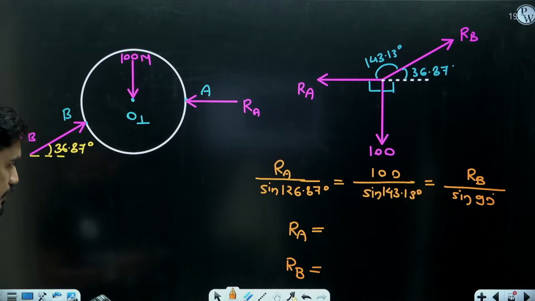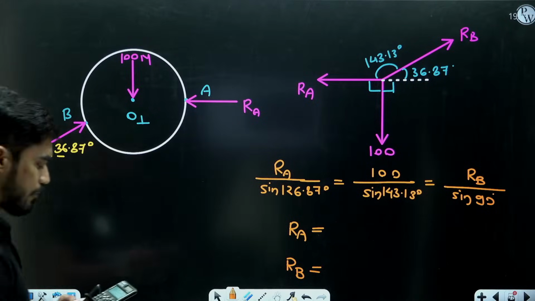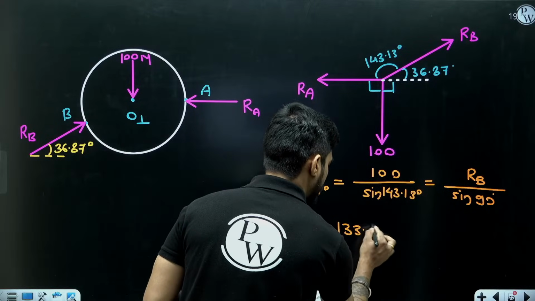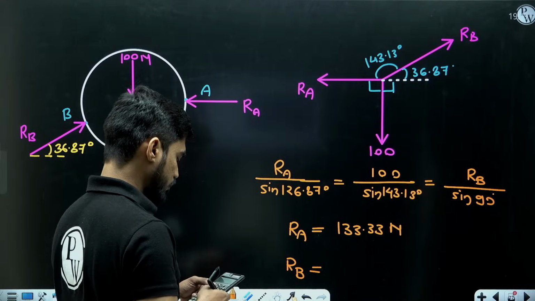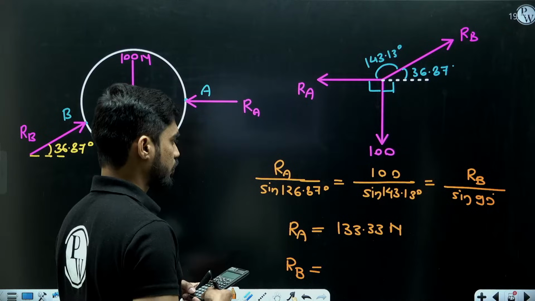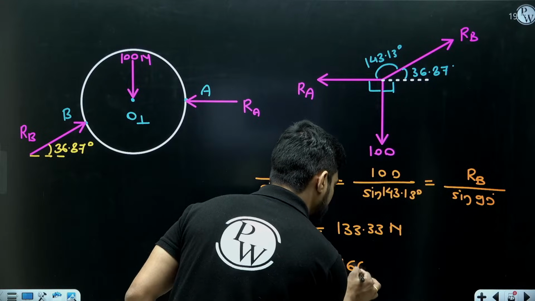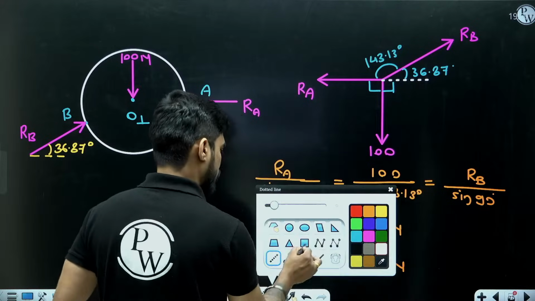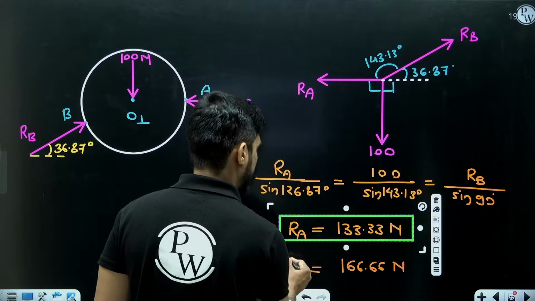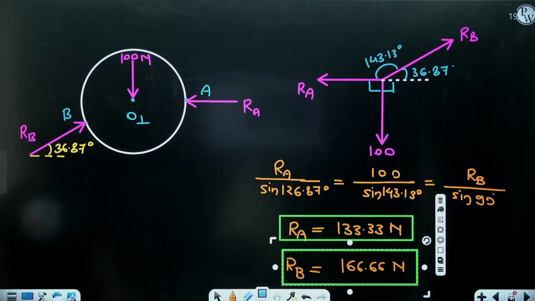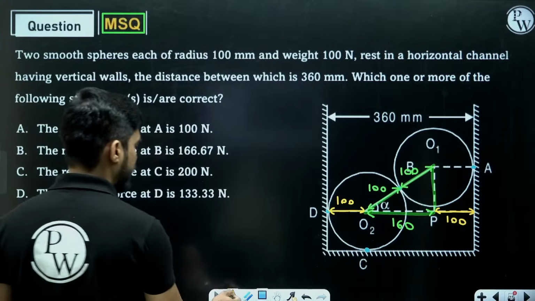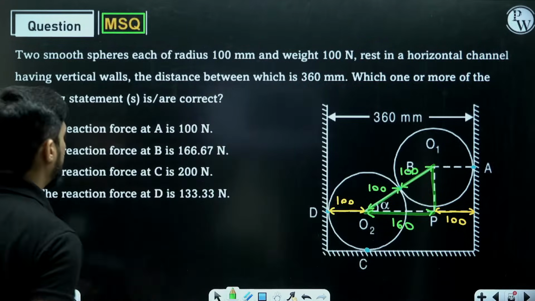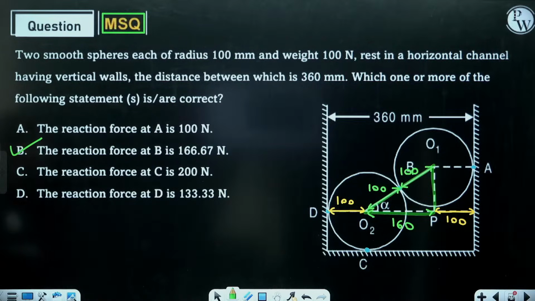100 sine 126.87 divided by sine 143.13. I am getting RA 133.33 Newton. Similarly, RB 166.66 Newton. I hope you are also getting the same. RA 133.33, RB 166.66. Very good. So now we have two of the answers. RA 100 Newton, no, this is wrong. And RB 166.66, yes, this is right.